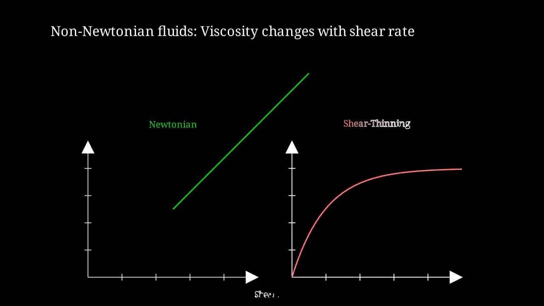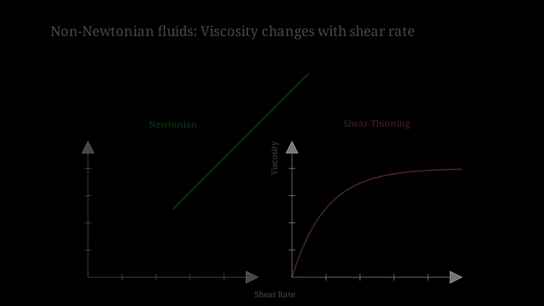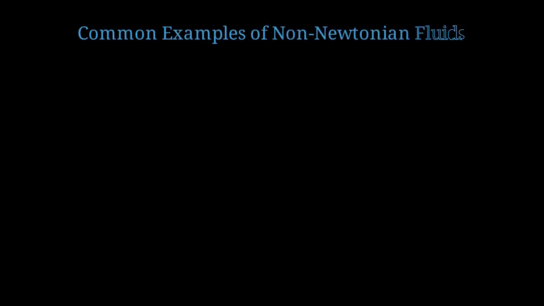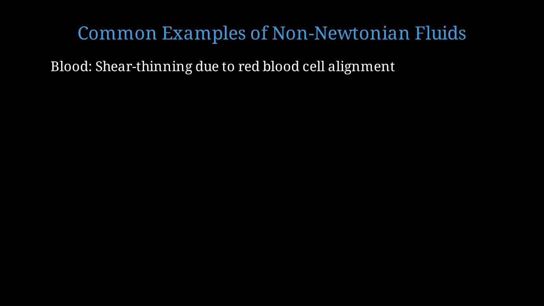Here's the key difference. For Newtonian fluids, viscosity is flat. For shear thinning fluids, viscosity decreases as shear rate increases. This is sometimes called pseudoplastic behavior. Let me give you some everyday examples you can relate to. Blood is shear thinning. At low shear rates, red blood cells aggregate and increase viscosity. At high shear rates, they align with flow and viscosity drops dramatically, sometimes by a factor of 10.